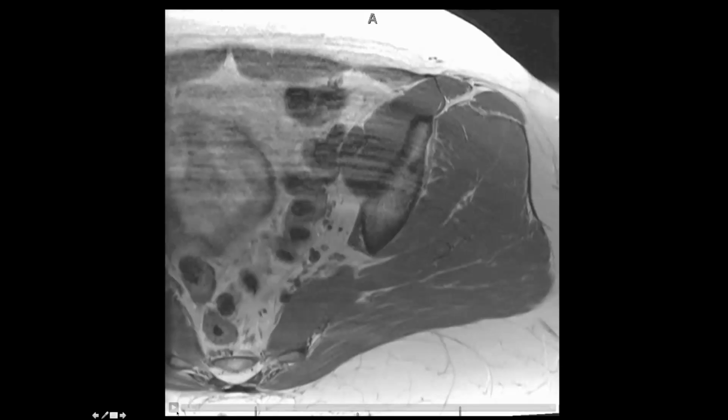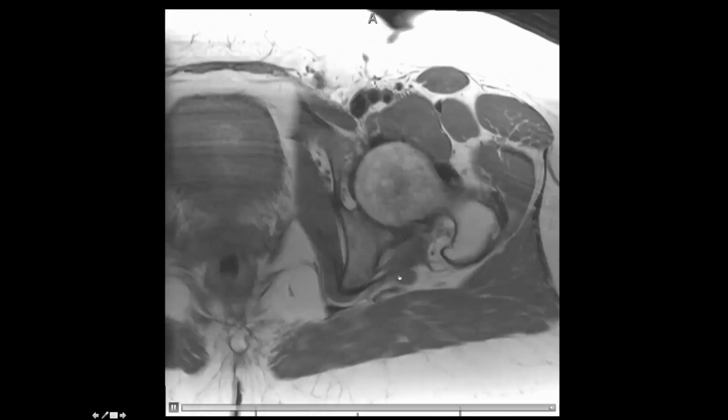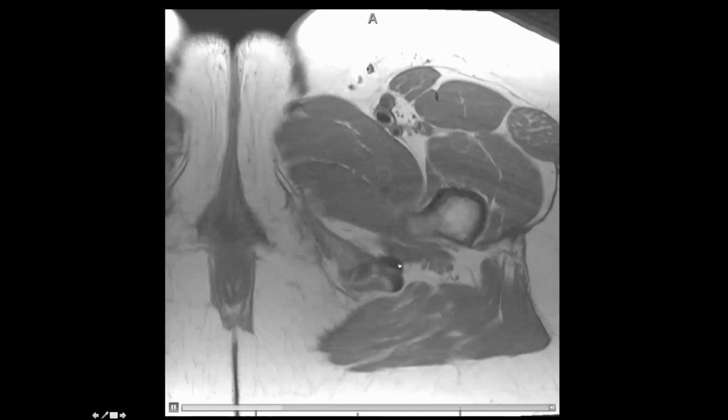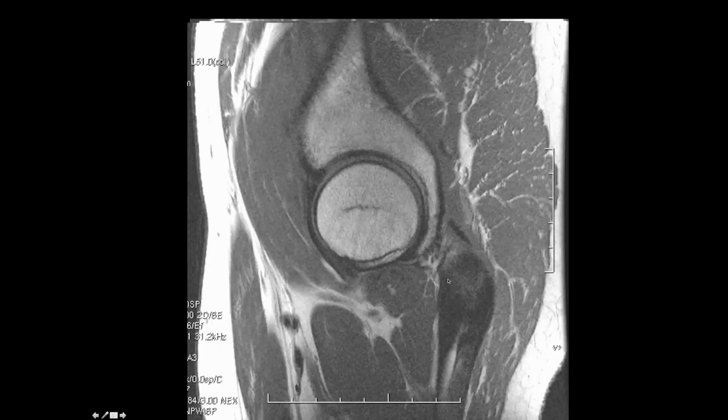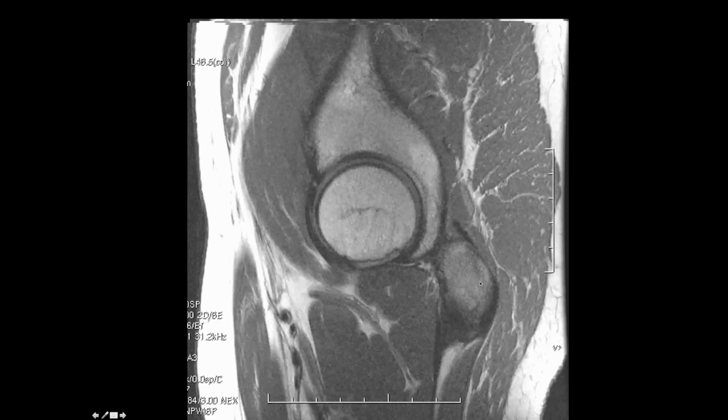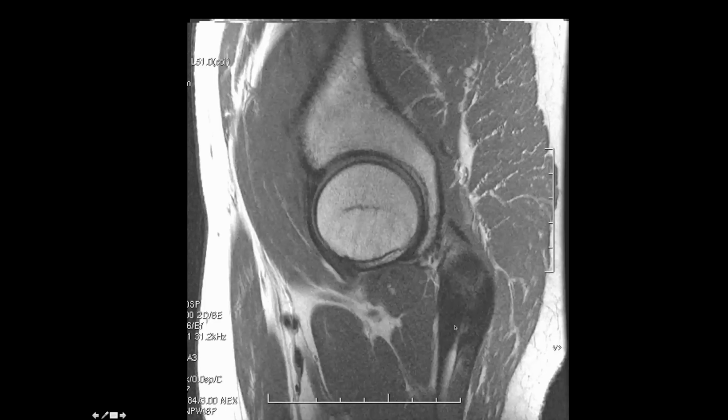On our axial images, as we scroll from proximal to distal, we follow the sciatic nerve. As we extend distally, we have the semimembranosus, biceps femoris, and semitendinosus. On our sagittal images, we'll see the semimembranosus tendon laterally, and then we will catch the biceps femoris and semitendinosus insertion.